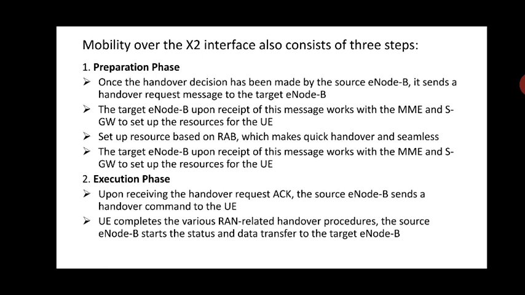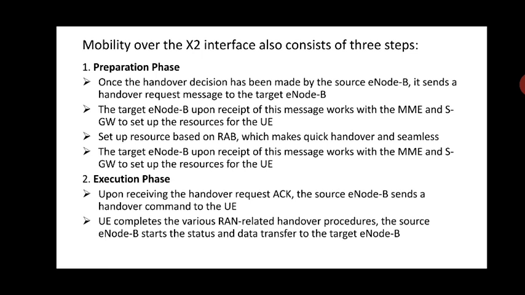The target E node B, upon receipt of this message, works with the MME and SGW. There is a gateway, okay, to set up resources for the UE, because it has to set up new resources for the user equipment through the SGW, and set up a resource based on RAB. That is a bearer service, which makes quick handover and seamless connections. It will shift back to the resource B.